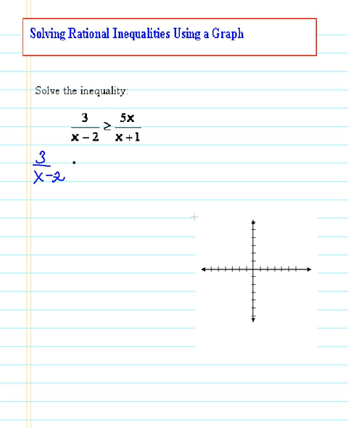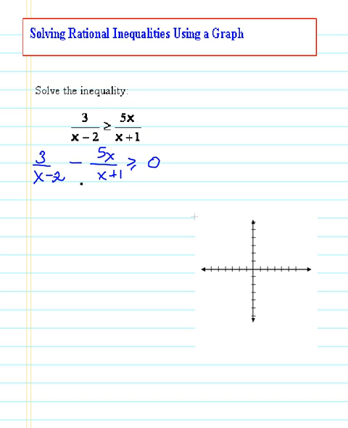So I'll begin by subtracting the 5x over the x plus 1 from both sides and comparing to 0. Now this is a more complex rational equation certainly, but it's much easier to compare to 0 because 0 is just the x-axis. So the question is really, when is this thing going to be above or on the x-axis?